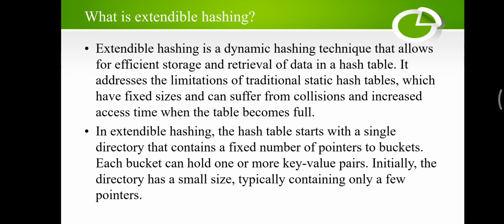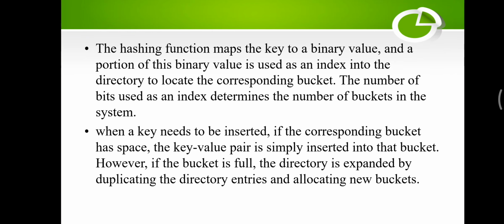In extensible hashing, the hash table starts with a single directory that contains a fixed number of pointers to buckets. Each bucket can hold one or more key value pairs. Initially, the directory has a small size, typically containing only a few pointers. So a single directory contains a fixed number of pointers to buckets, and each bucket can hold one or more key value pairs.